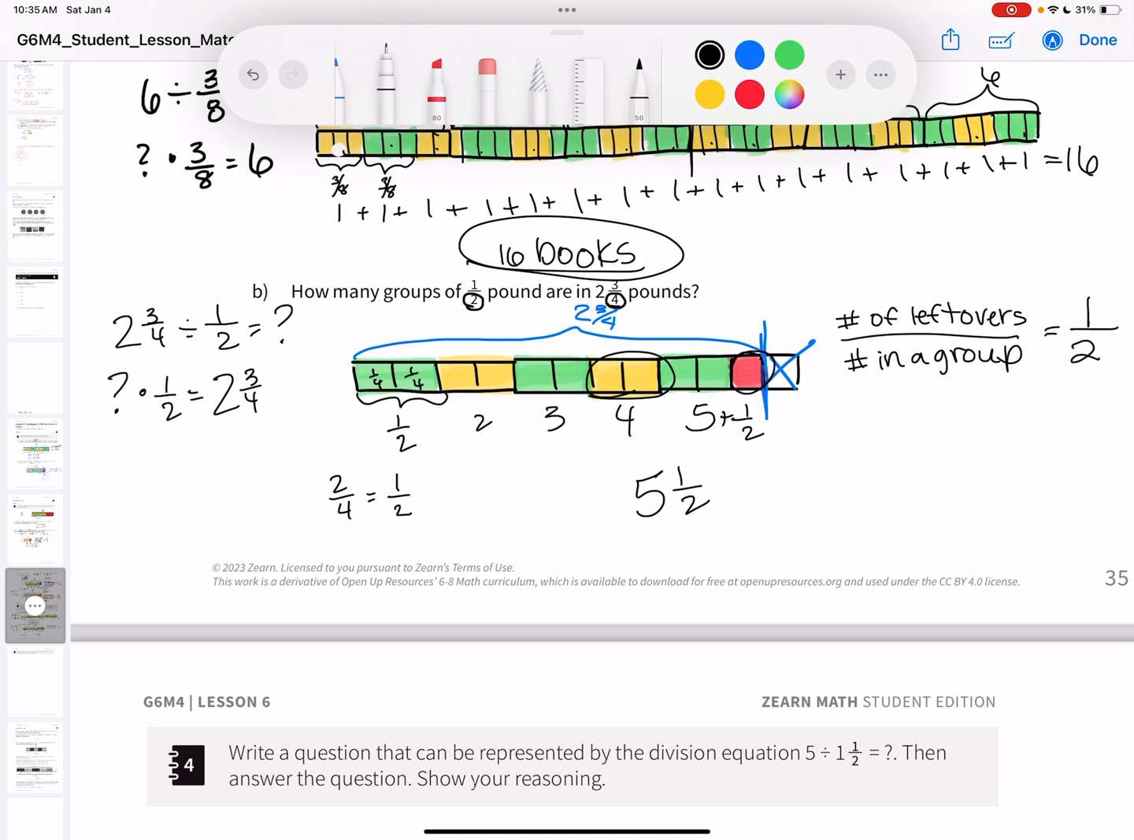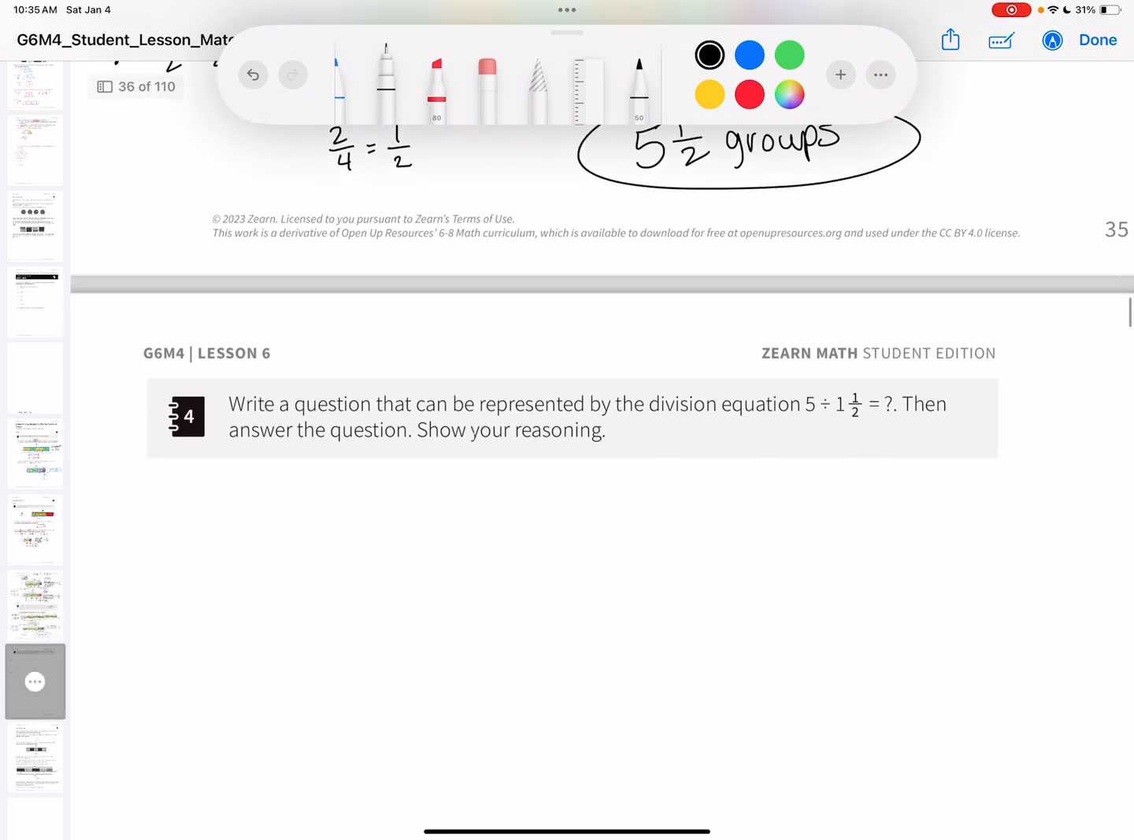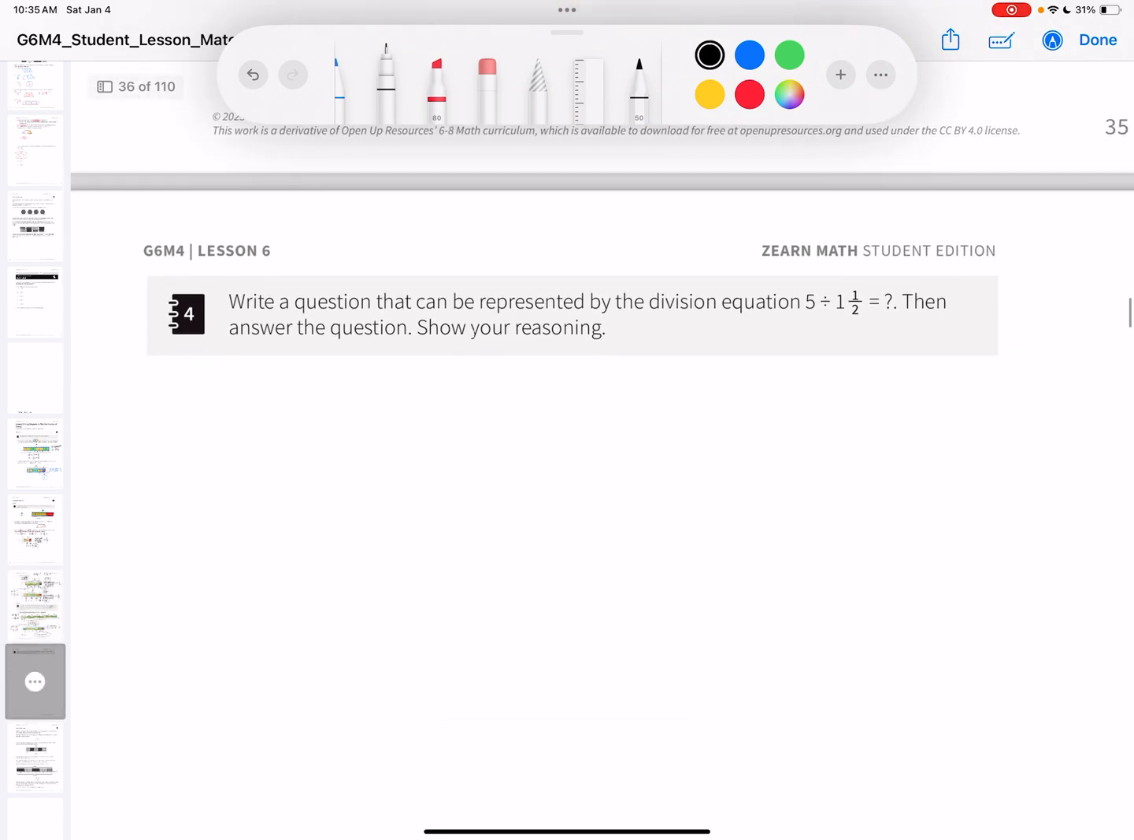Okay, so how many groups of 1/2 pound are in 2 3/4 pounds? Well, 5.5 groups. That's our answer. So 2 3/4 divided by 1/2 is 5.5. All right, write a question that can be represented by the division equation 5 divided by 1.5. Then answer the question, show your reasoning.